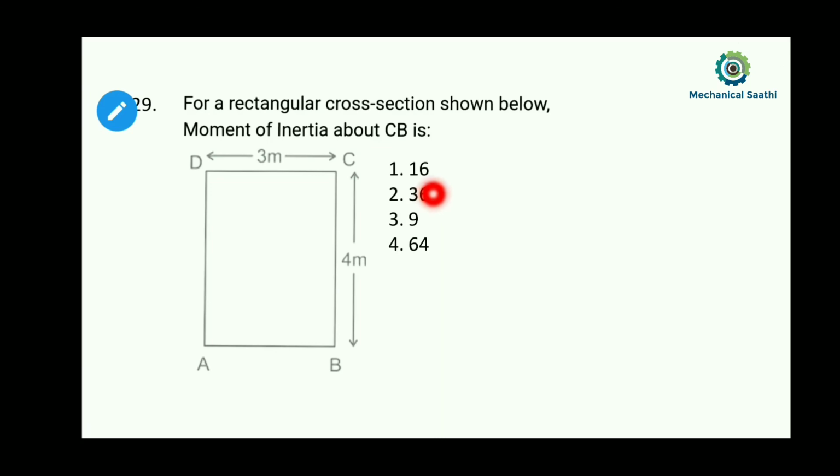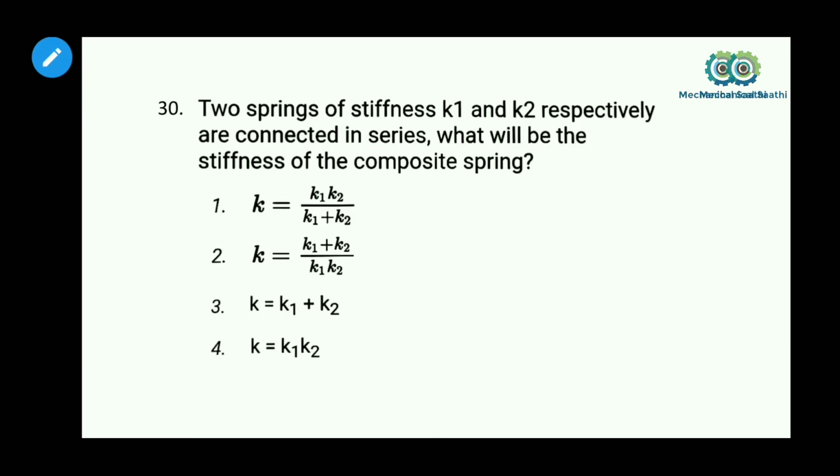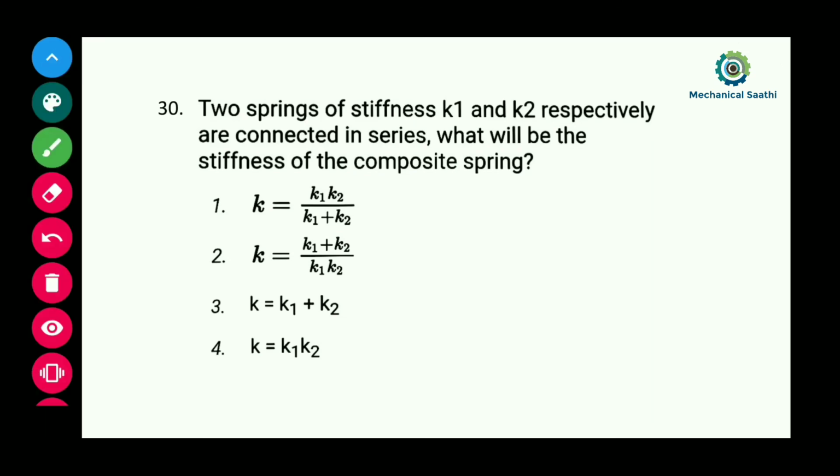Okay, so now let us move to the next question, that is question number 30. One of the easiest questions: springs of stiffness K1 and K2 respectively are connected in series. So what is the stiffness of the composite spring? Basically the springs are connected in series, so we can write it like this.